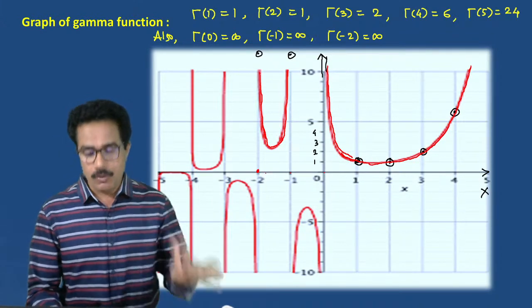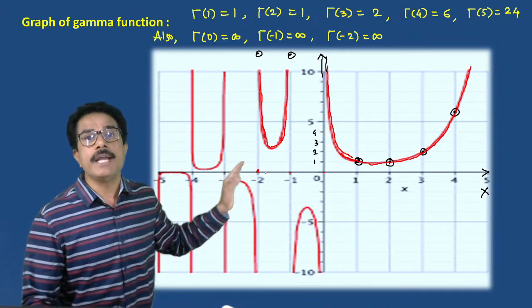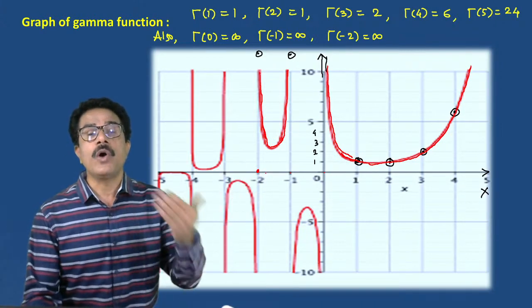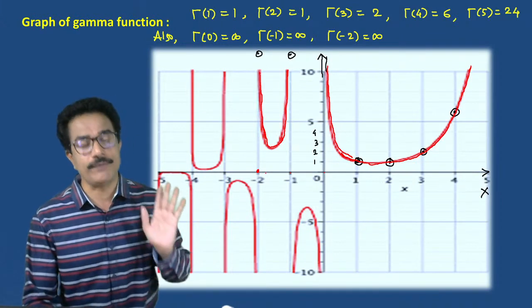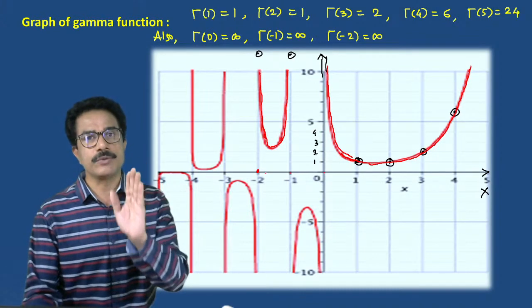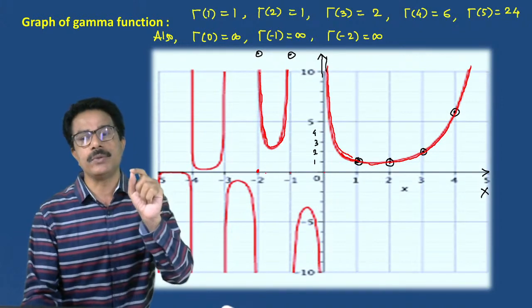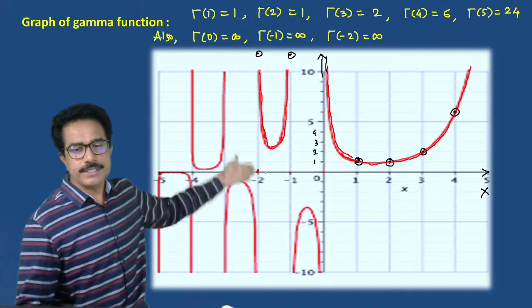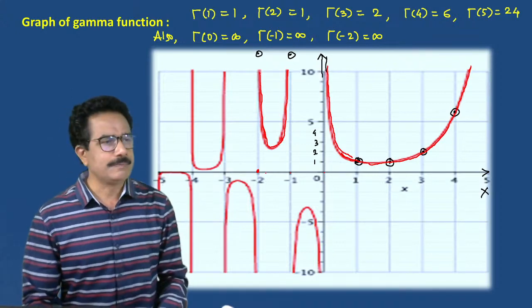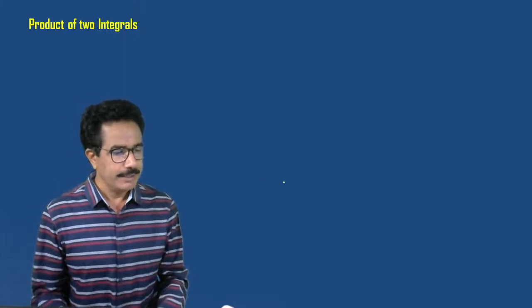Okay, now how can we find the values for negative and positive non-integer numbers whose gamma function we have to define? There is one important result which we have to prove, that gamma 1 by 2 is equal to root pi, and then we can find these types of graphs. Now first we shall move towards one important theorem, that is the product of two integrals.